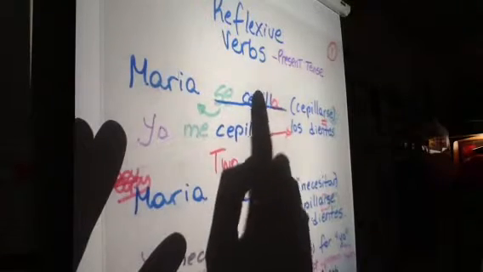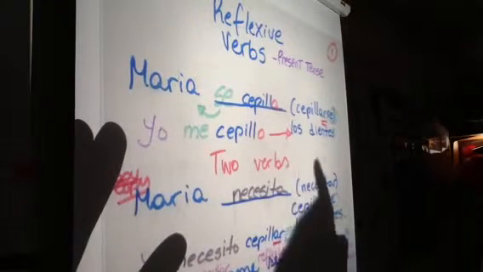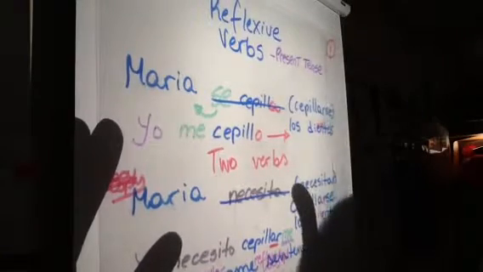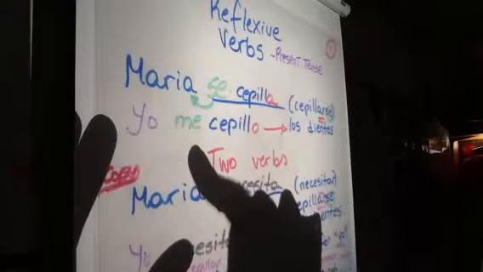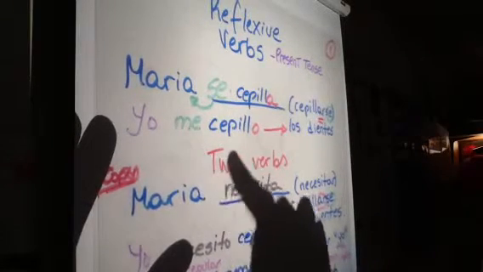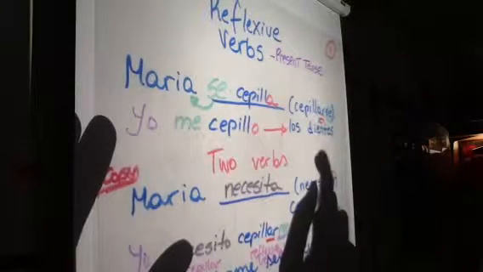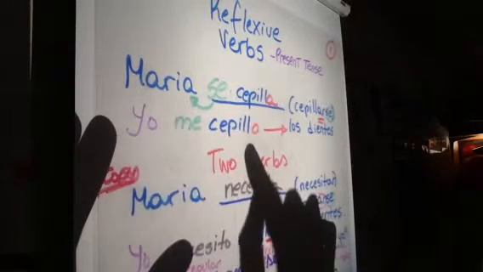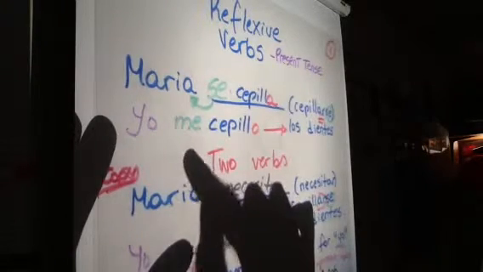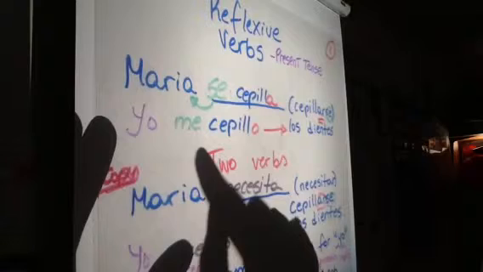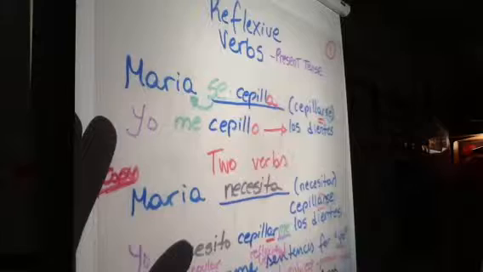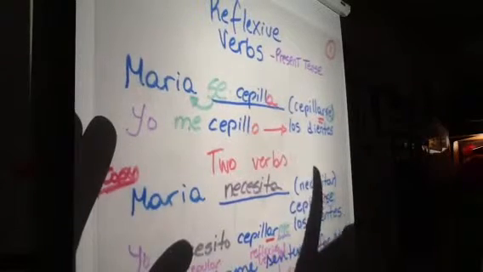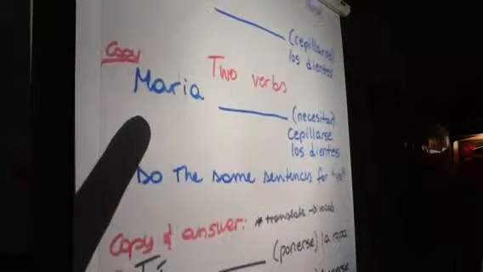If I were to take that and do it for the yo form, I want you to see what changes. If I take that SE away and then make it agree with the yo form, the pronoun that agrees with the yo form is me. Then you take your cepillar, drop it, make it agree with the yo form, it would be cepillo. Yo me cepillo los dientes, I brush my teeth. The teeth belong to me, so that me again doesn't really have a translation. It's I brush my own teeth, basically. There's no direct translation.